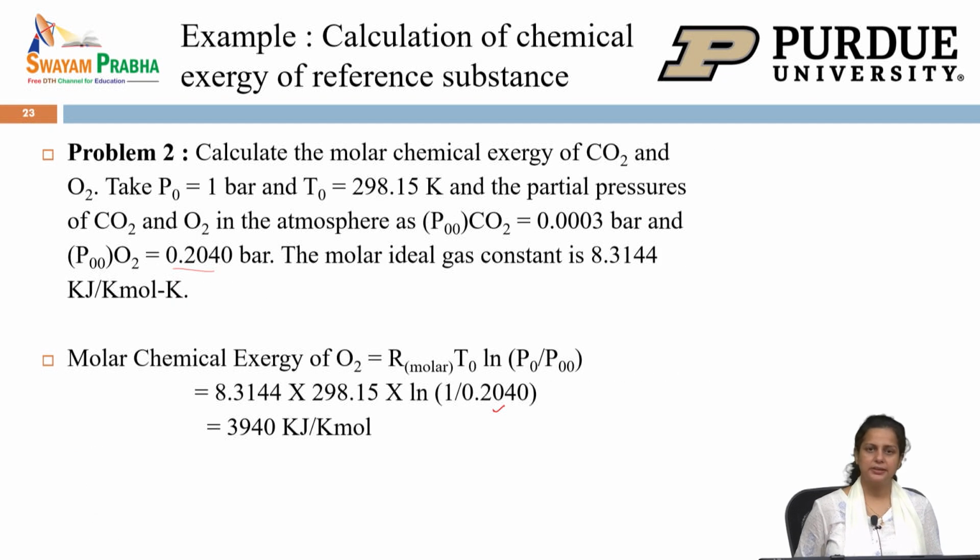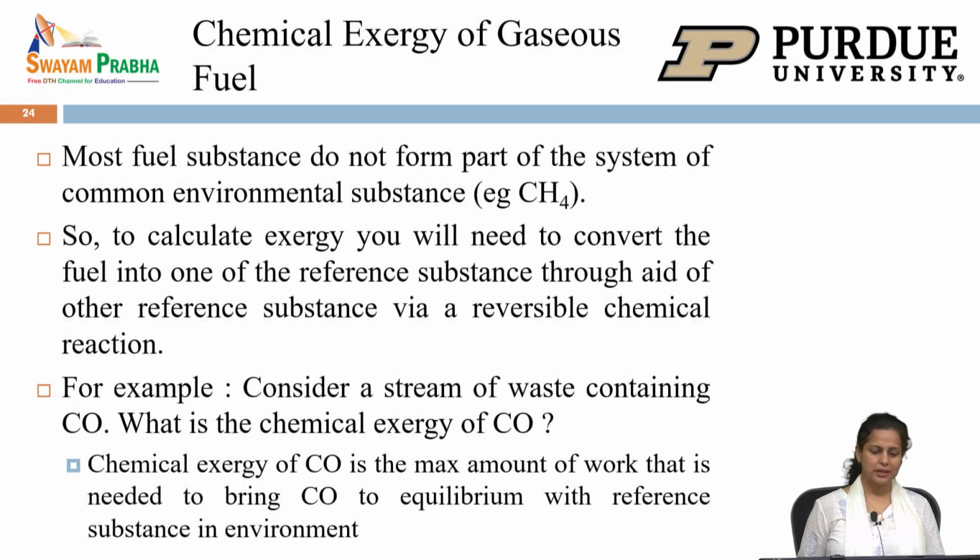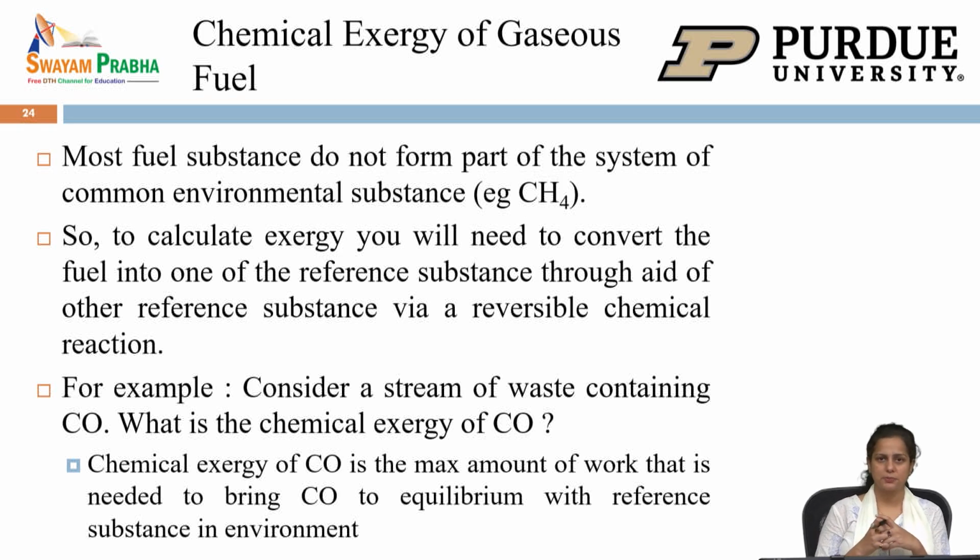So, that is the reference substance. Let us look at the calculation of chemical exergy for places where we do not have the reference substance. Most of the fuel substances do not form part of the system of common environmental substances. For example, methane. We do not have methane already existing in our atmosphere, and methane is most of the time an input to a lot of processes, and you might have some other streams as well. In this case, we need to pick a reference substance for each of these atoms. So, for carbon we will use CO2, and for hydrogen we will use H2O.